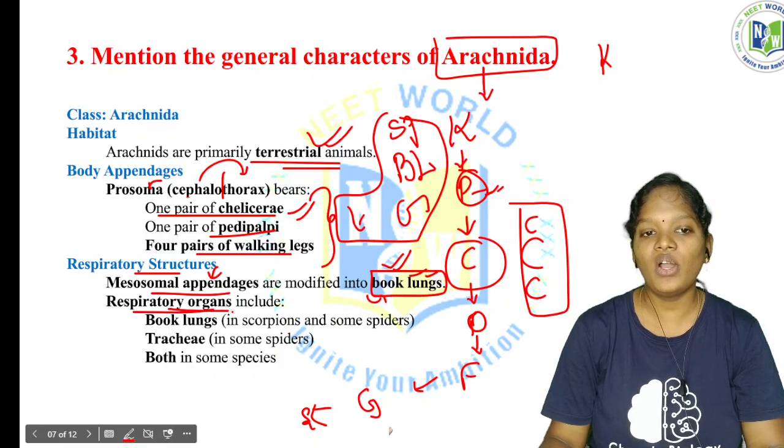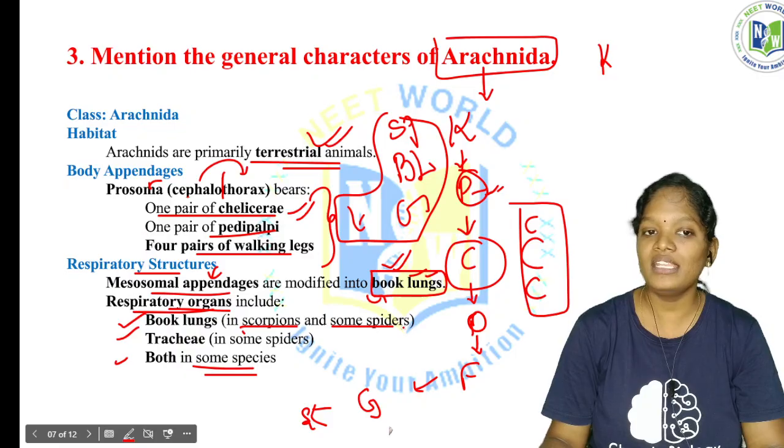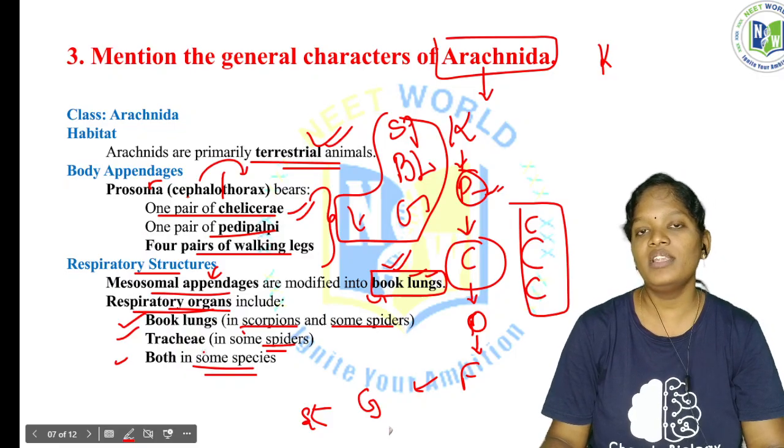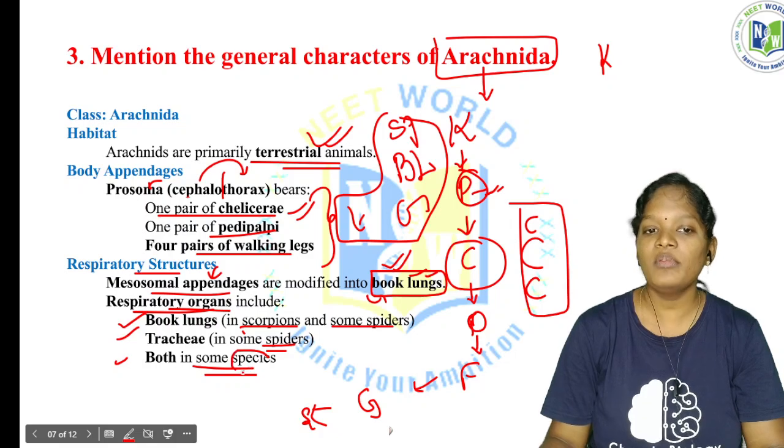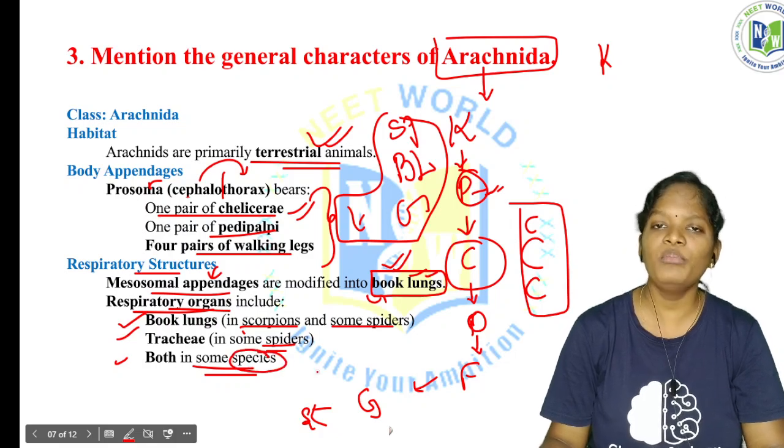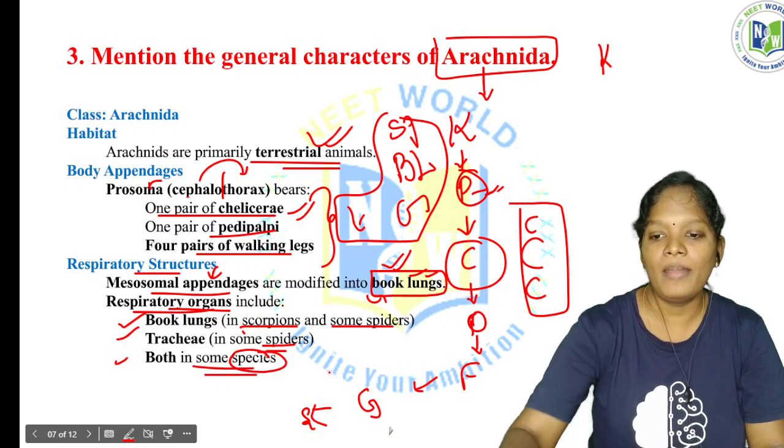Now the respiratory organs, again the book lungs, tracheae, or both book lungs and tracheae, are present in some species. In scorpions and some spiders, the respiratory organ will be the book lungs. In some spiders, the respiratory structure will be the tracheae. In some organisms, both the book lungs and the tracheae will be present.